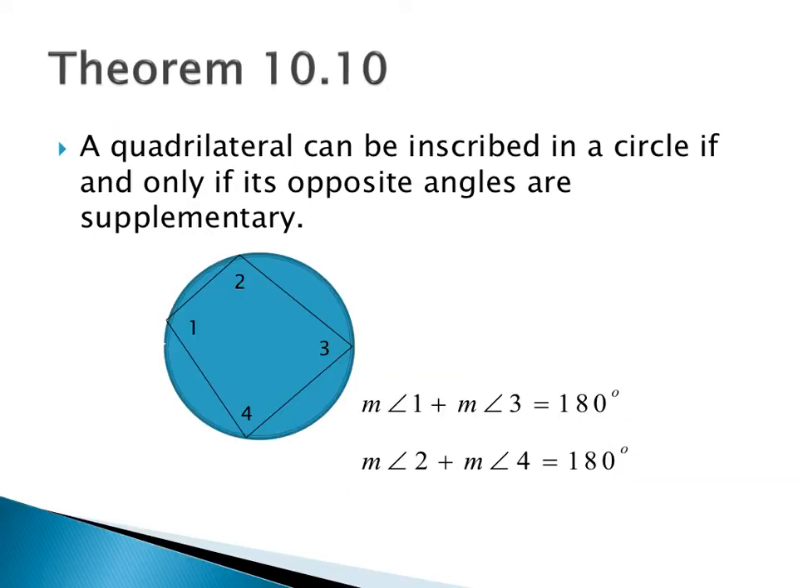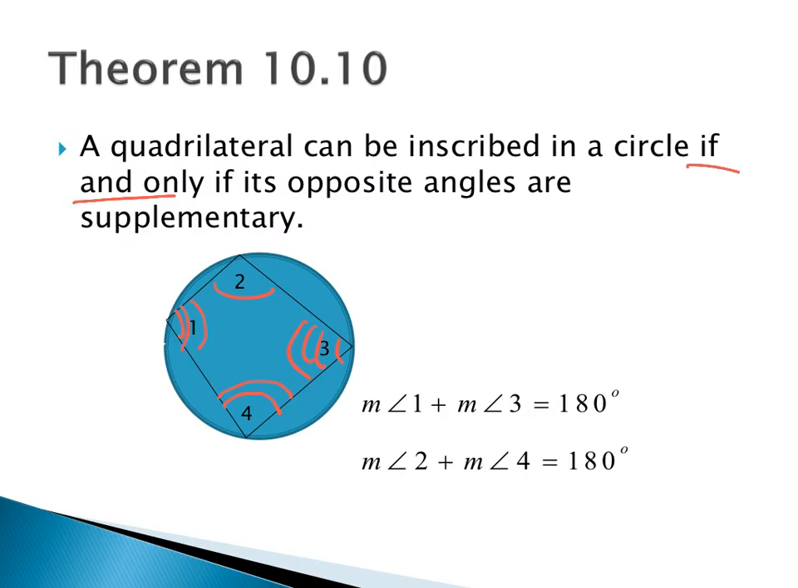Theorem 10 states a quadrilateral can be inscribed in a circle if and only if its opposite angles are supplementary. So what this states is if angle 1 plus angle 4 equals 180, then I know that these are supplements, and then the same thing here. This plus this needs to equal 180. So if those opposite angles are supplements, then I know that quadrilateral is inscribed.